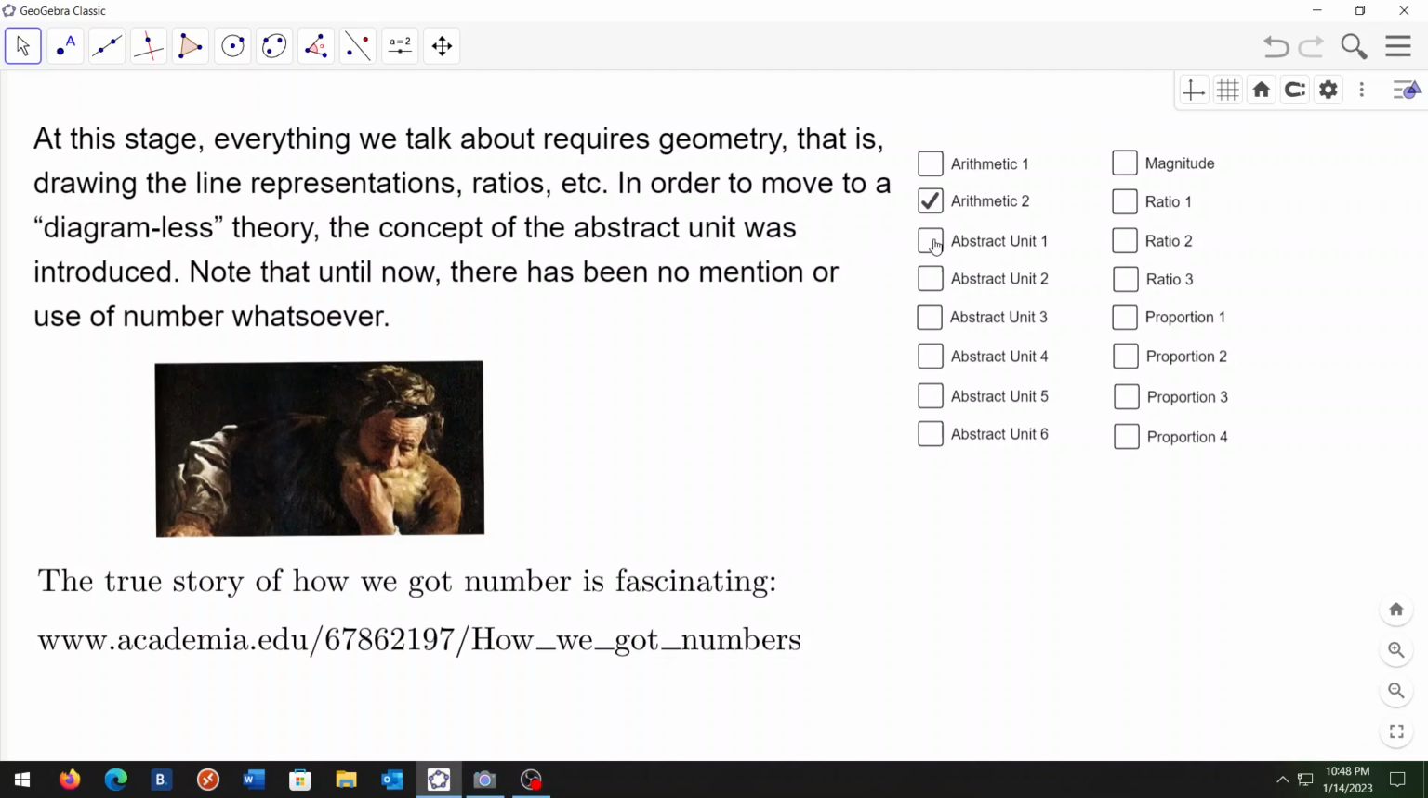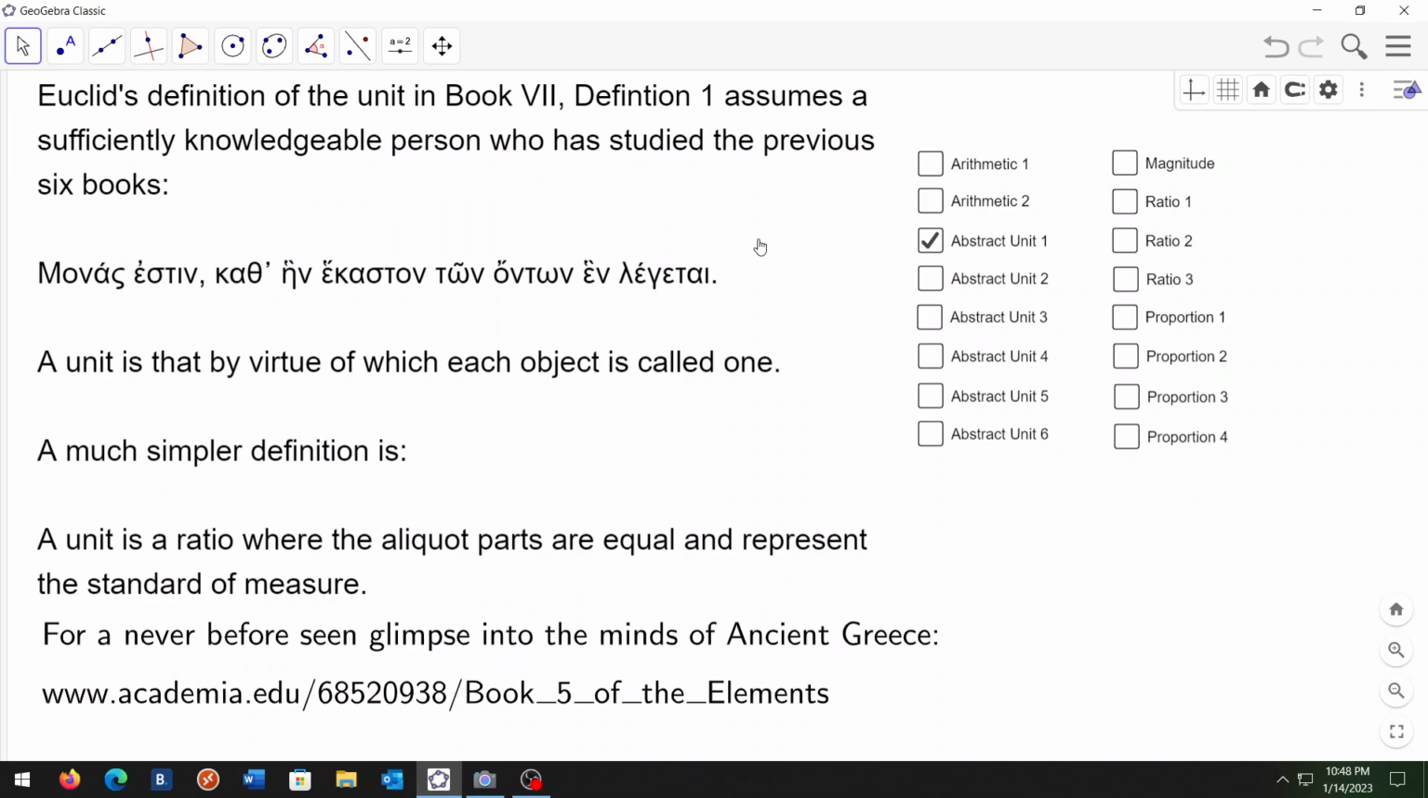Now I'll be discussing the abstract unit. Euclid's definition of the unit in Book 7, Definition 1, assumes a sufficiently knowledgeable person who has studied the previous 6 books. A unit is that by virtue of which each object is called one. A much simpler definition is, a unit is a ratio where the output parts are equal and represent the standard measure. For a never-before-seen glimpse into the minds of ancient Greece, click the link below.